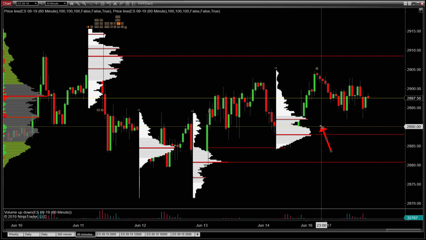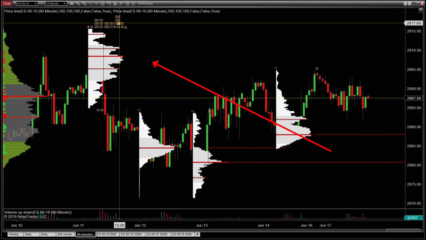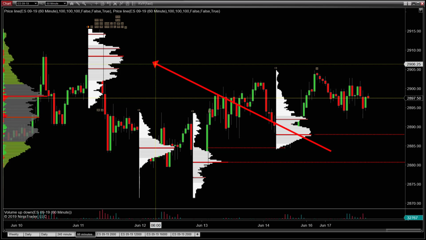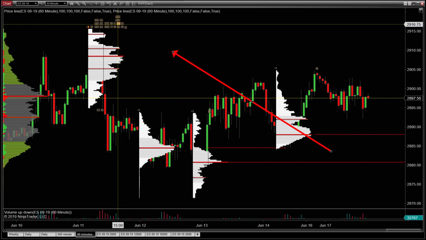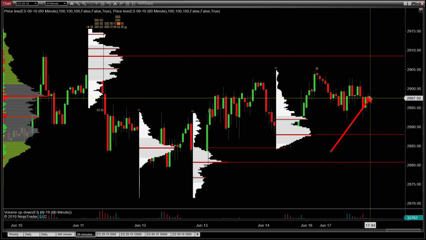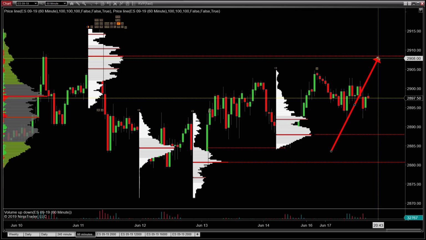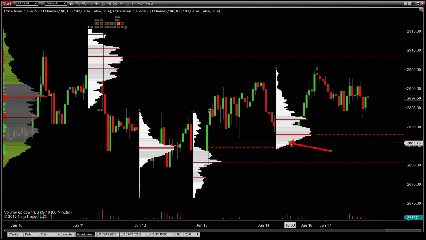The red lines are just the point of control. They're just showing you where the highest level of volume is. You can erase them, and it's just so that you know across the chart when you run into it. So if this had traded up, it would have run into it and it would look like this. It would get cut off. So nothing real complicated there.